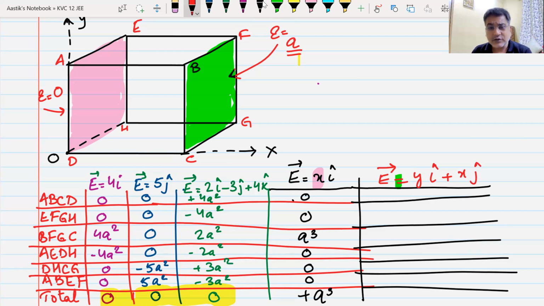Now again, you might not encounter such a field. If you understood the concept, just to make you understand what a variable field is and how this variable field can create flux, that is the only reason this question is given to you.